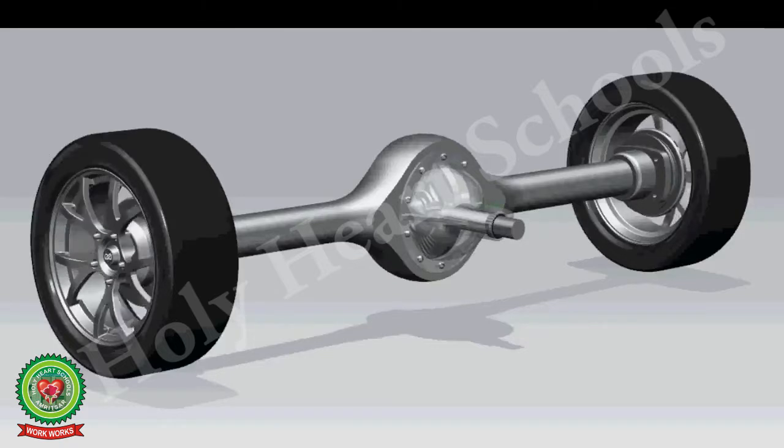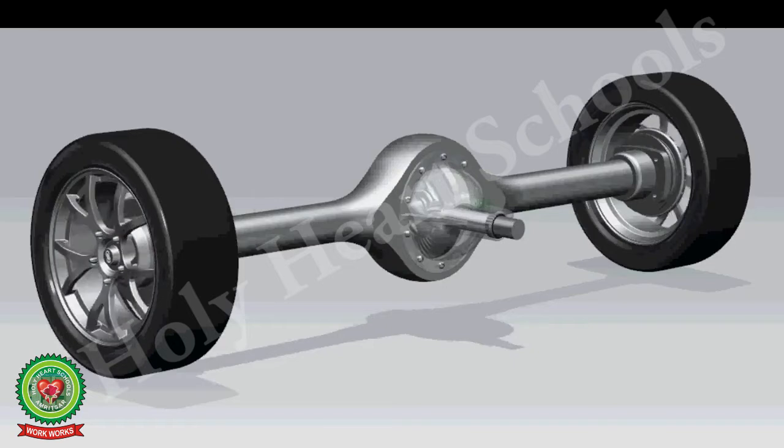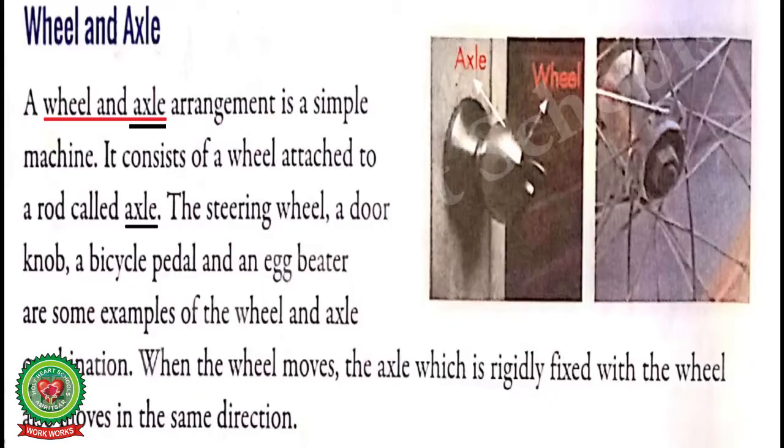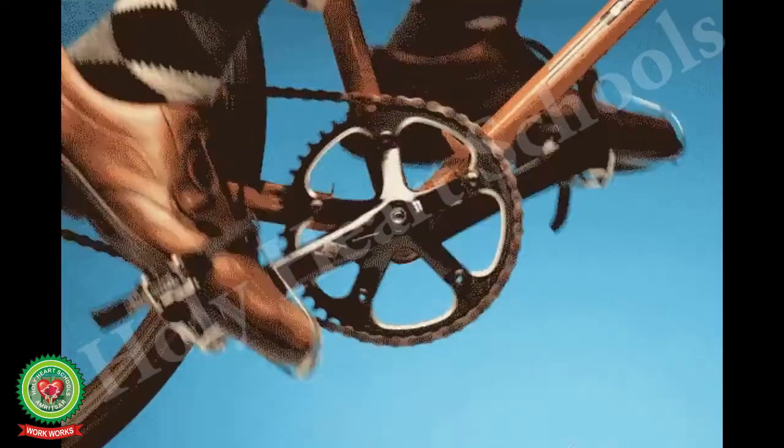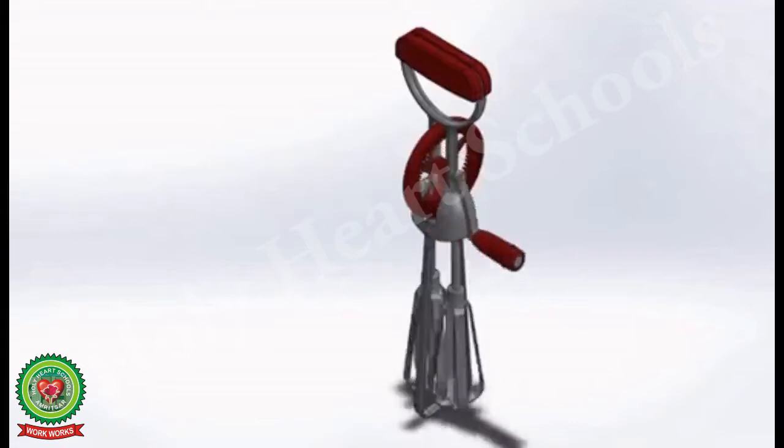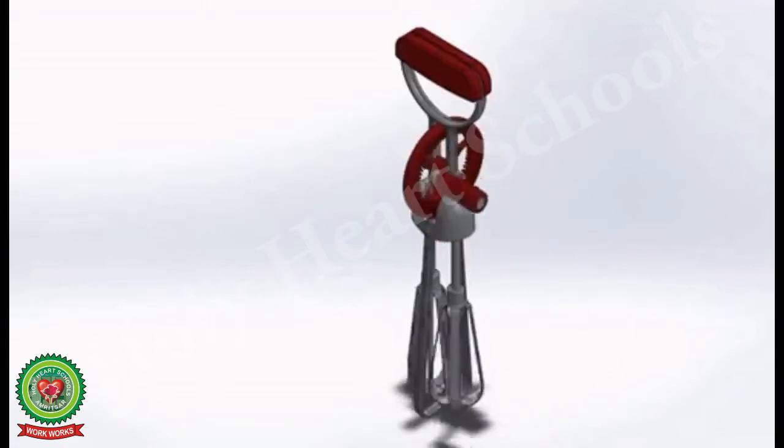When the wheel moves, the axle, which is rigidly fixed with the wheel, also moves in the same direction. Examples of wheel and axle are a steering wheel, a doorknob, a bicycle pedal, and an egg beater.